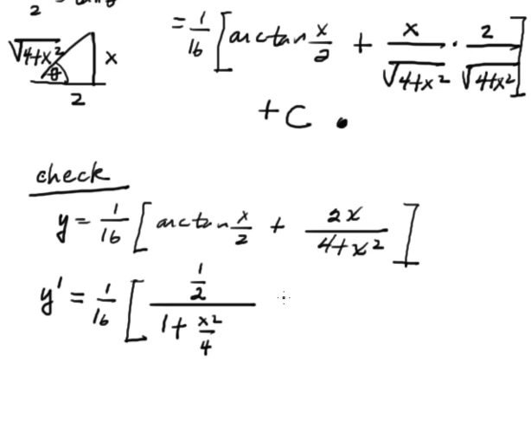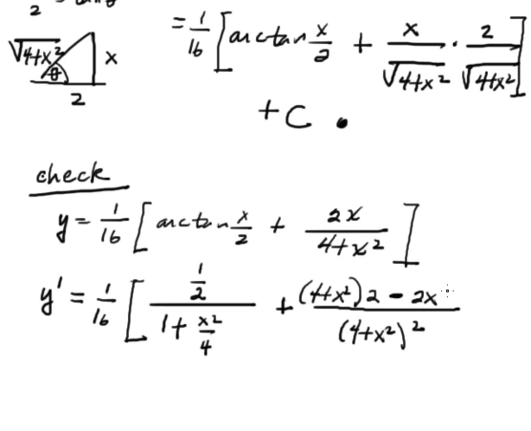Okay, and then we're going to differentiate this. We'll use a quotient rule. Okay, so that's 4 plus x squared, squared. And here we have 4 plus x squared times the derivative of the numerator, that's 2, minus the derivative of the denominator, that's 2x, times the numerator.